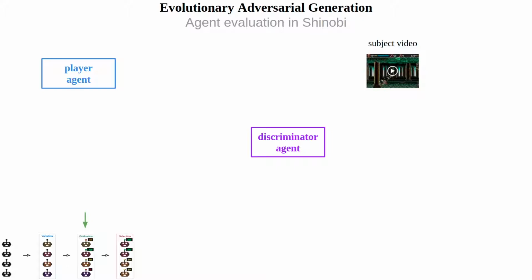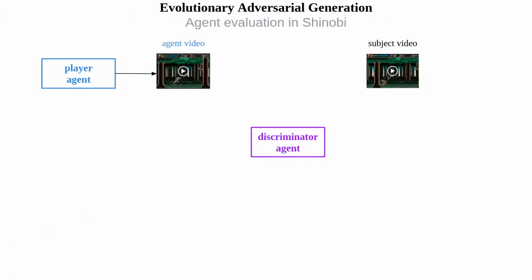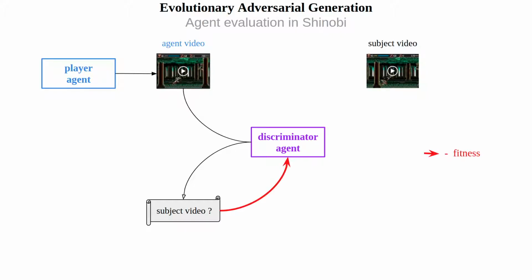So here's one match. We have one player agent, one discriminator agent, and the video of the subject's play. The first thing that happens is the player agent plays a game which produces its own video, and now the discriminator, which of course doesn't know which is which, can start getting busy. It watches the generated video and gives out its confidence that the video it just watched was the subject's. As this was not, its fitness is reduced by this confidence, while the player agent's fitness is increased by the inverse amount, since the greater the confidence, the better it fooled the discriminator.